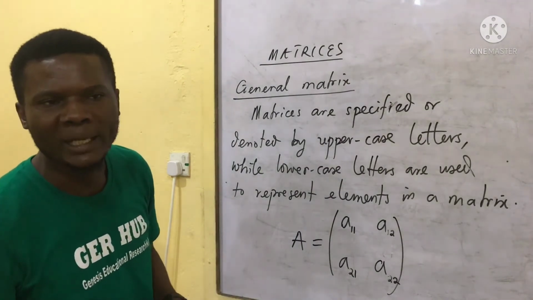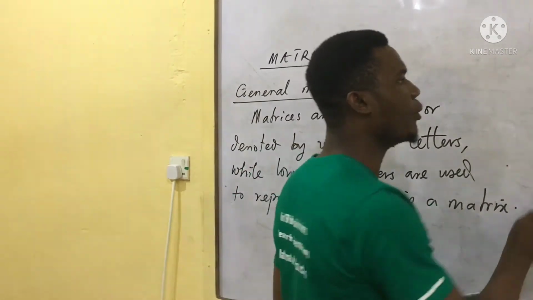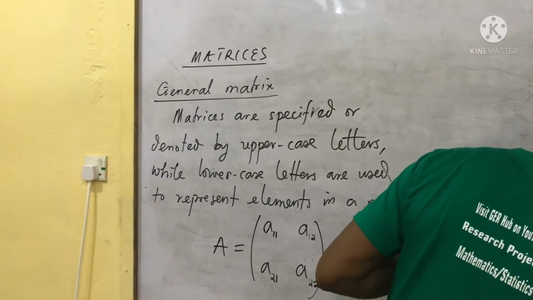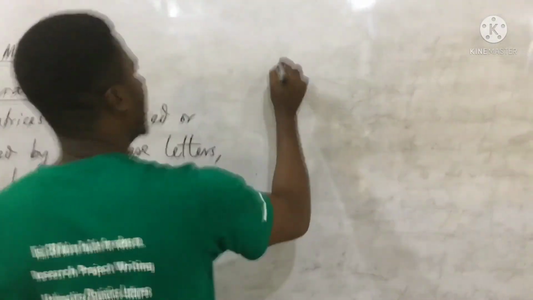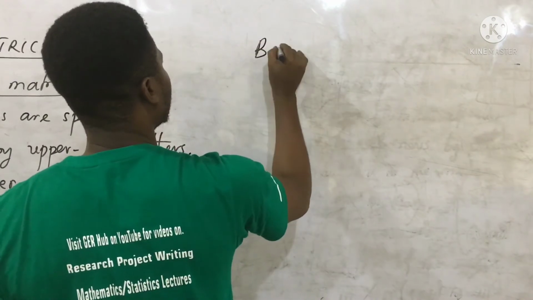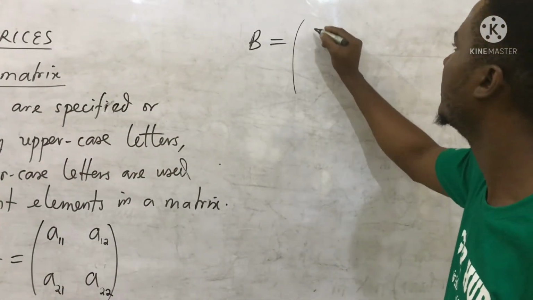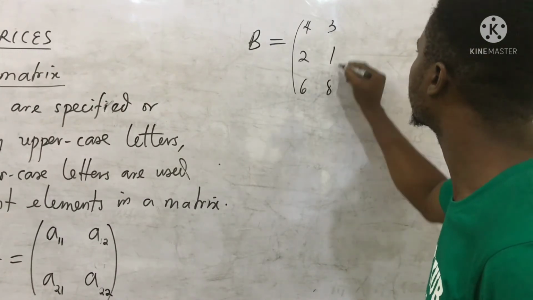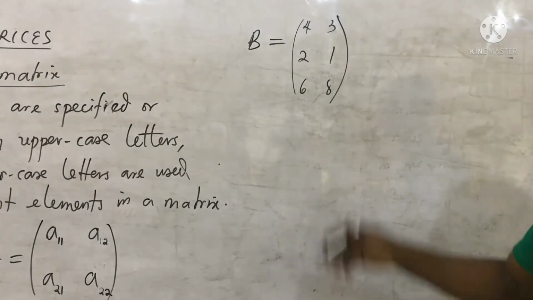Now, I'm going to show you where that is applied, but let us try doing that for so many other matrices I'm going to put on this part of the board. Let's see how that goes. So if I have a matrix B, to show you how we apply that concept, carrying 4, 3, 2, 1, 6, 8, I want you to use the idea of the general matrix to represent this.